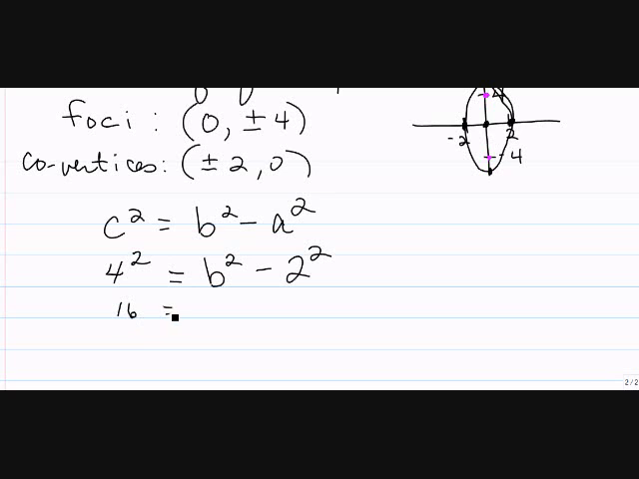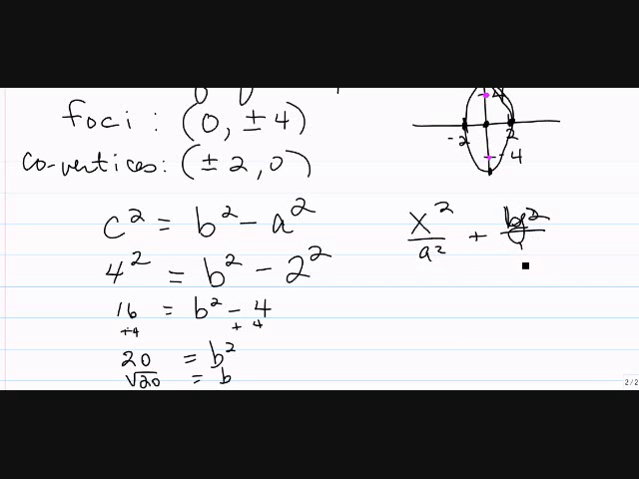So that's 16 equals b squared minus 4. Add 4, and I get that b squared is equal to 20. So b is the square root of 20, which is 2 root 5, in case you want to check yourself. Alrighty, now I have everything I need for the equation of my ellipse, because my ellipse is x squared over a squared plus y squared over b squared equals 1.